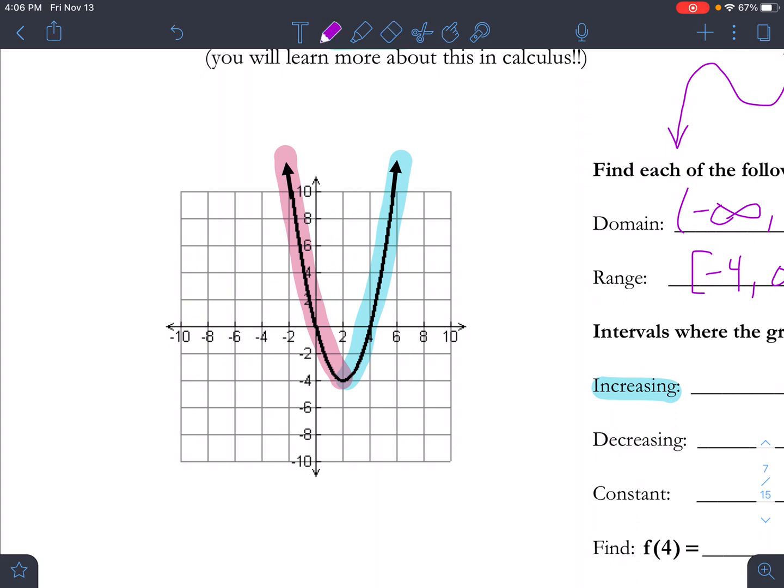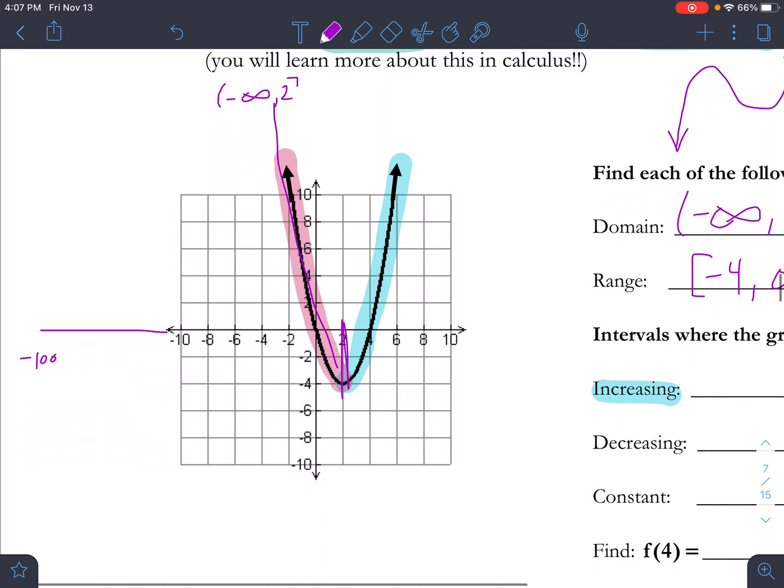What are the x values this is happening on? When are we decreasing? It's decreasing from negative infinity, right? At -100, -1000, this graph still has a negative slope, all the way up to x equals 2. We could do a parenthesis or a bracket. I'll talk more about that later. Let's do a parenthesis for now, that's safe. So from negative infinity to 2, we have a decreasing slope.